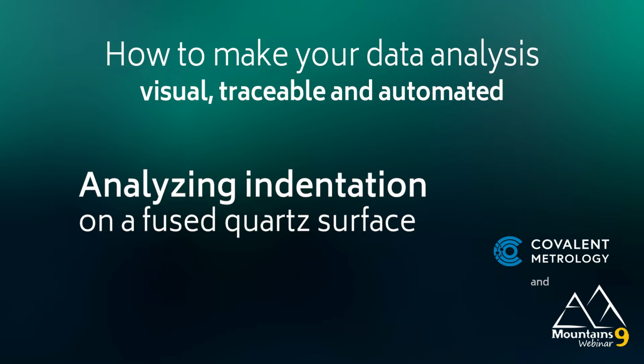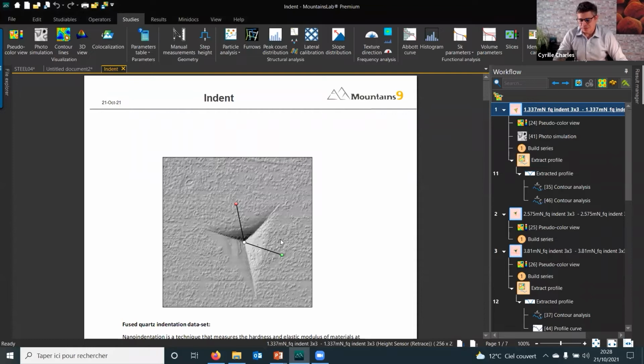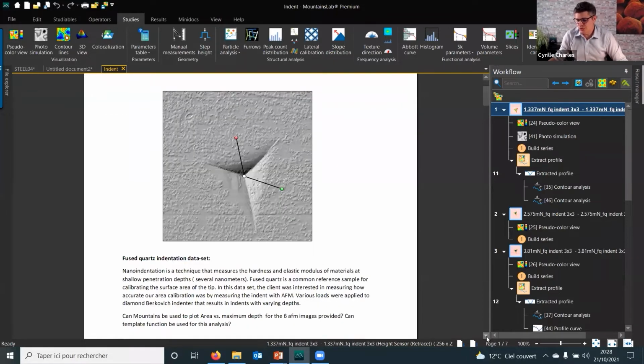So this document is indentation. Basically we have a tip, which is made of diamond. It's a Berkovich tip, and we use it to do some indentation on a substrate, which is made of fused quartz, so very, very hard. I wanted to extract a profile to figure out the depth of the hole, in that case, a pyramid.